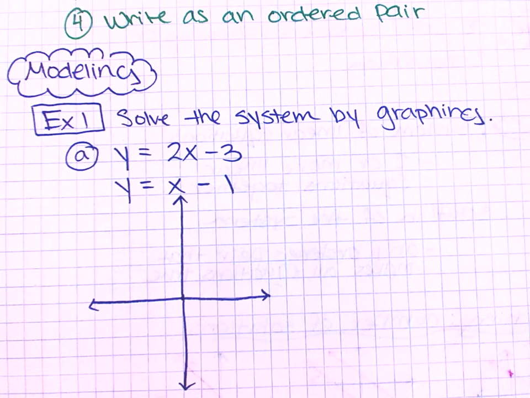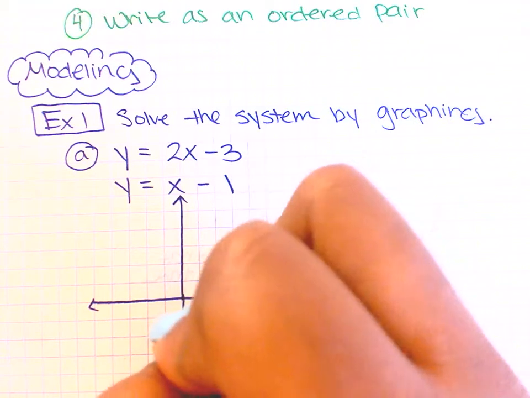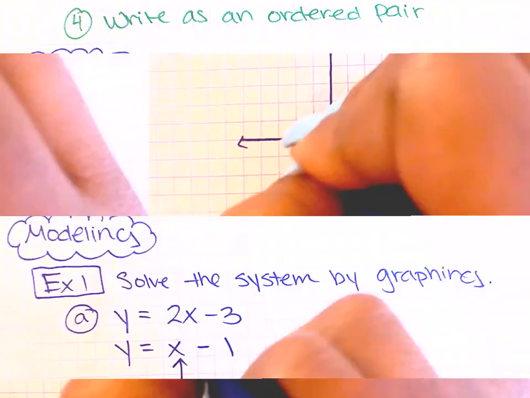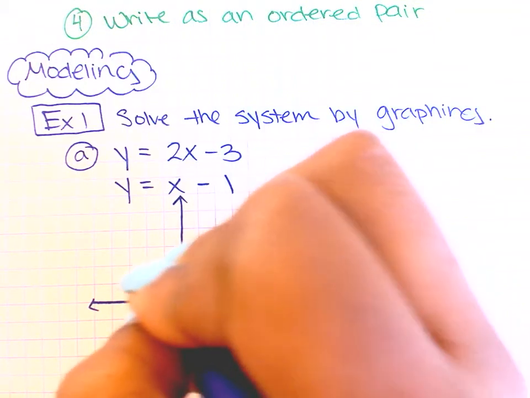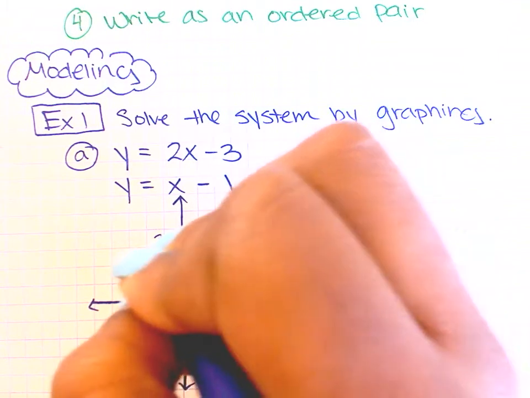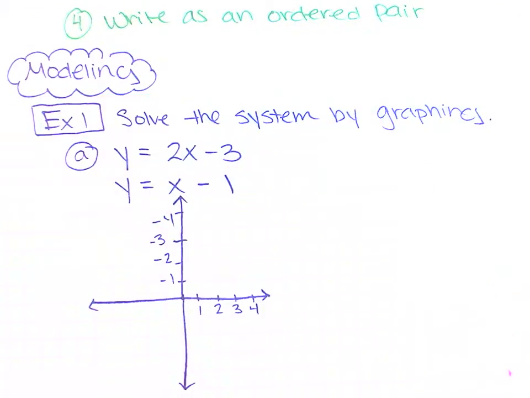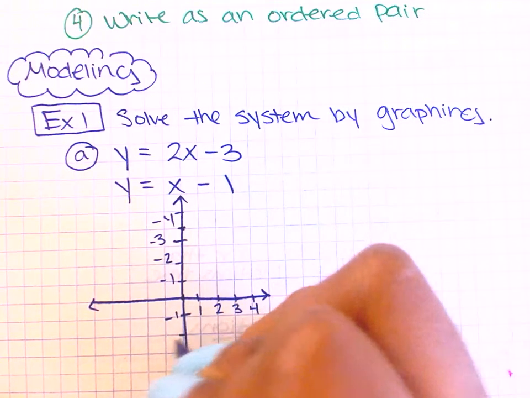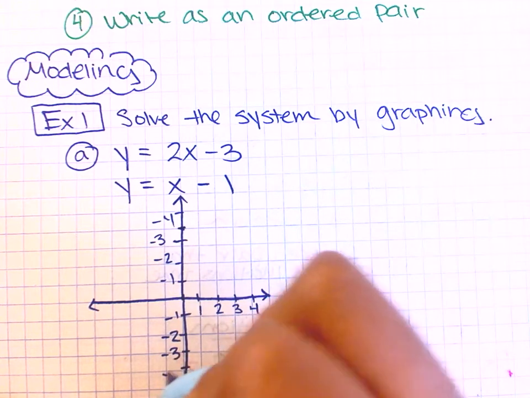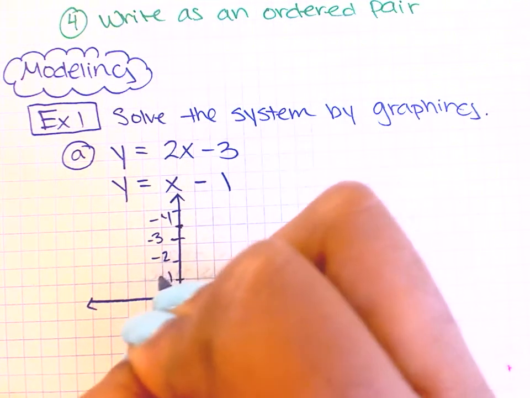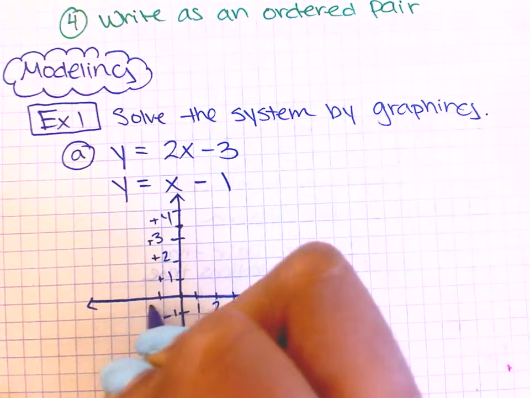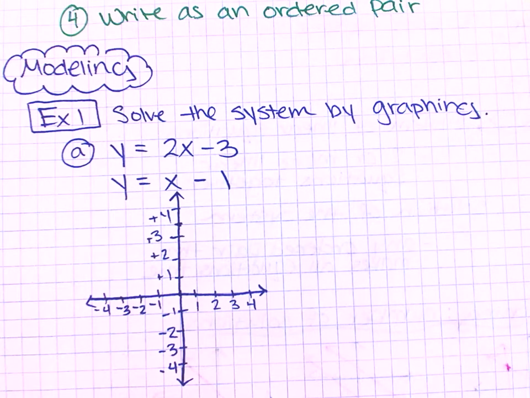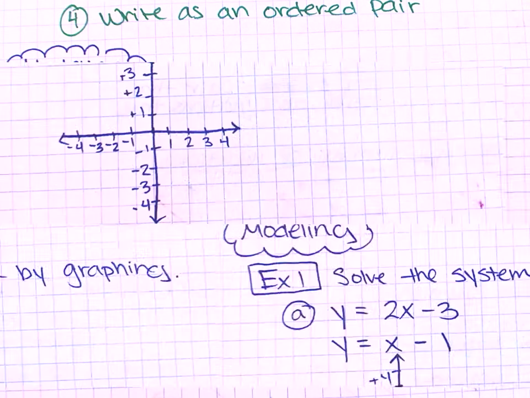So let's graph the first equation. Let me label my graph. This is 1, 2, 3, 4. You guys can please label your graph up to 4. Then negative 1, negative 2, negative 3, negative 4 on the other side, and the same going down the y-axis. Label your graph up to 4.